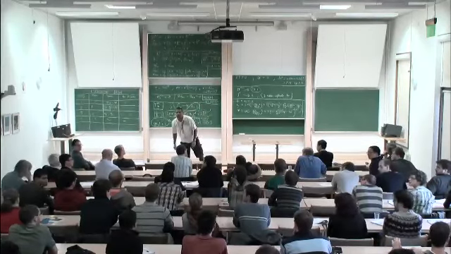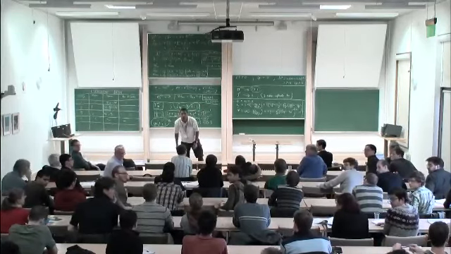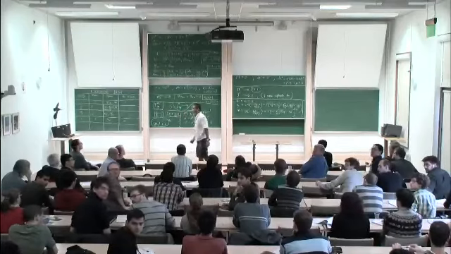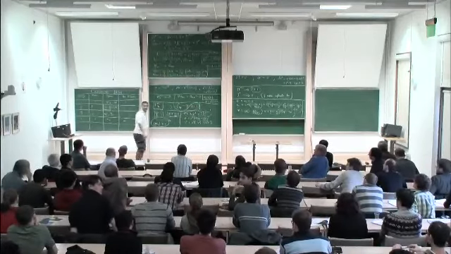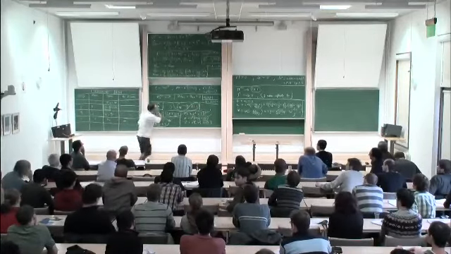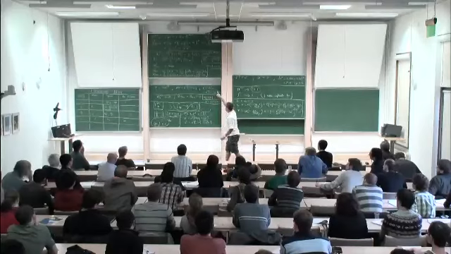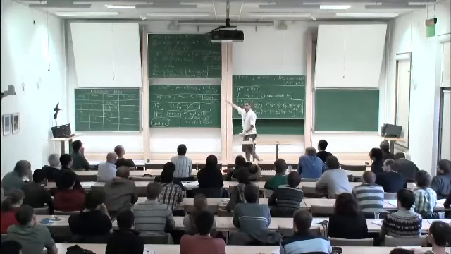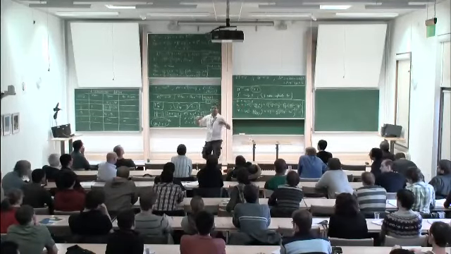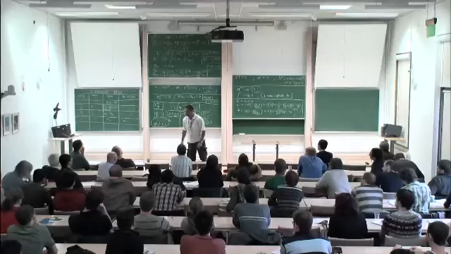Yes, please. Is there an easy way to see why alpha 1 and alpha 2 are 0? Yes, there's an easy way to see why alpha 1 and alpha 2 are 0. And the easy way is this. Look, the full change in the action, the full first derivative correction to the action, is parity odd.